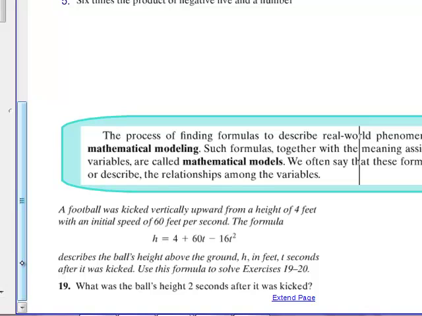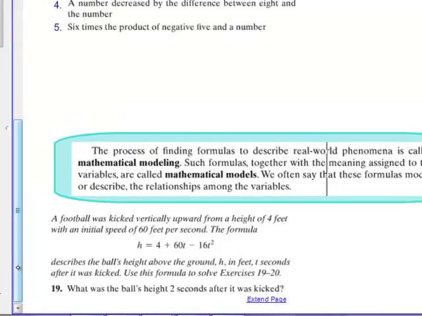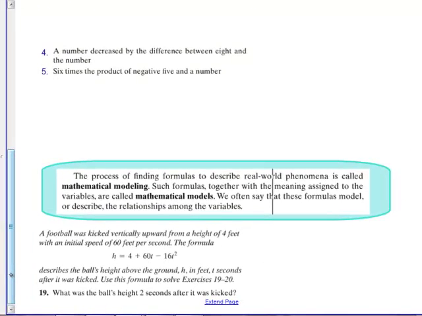We'll just do number 5. So 6 times the product of negative 5 and a number. What's product mean? Yeah, multiply. So 6 times, that's actually quite nice, right? That means 6 times the product of negative 5 and a number. What's the product of negative 5 and a number? We're just in chapter P, section 1. Yeah, negative 5 times x or negative 5x.